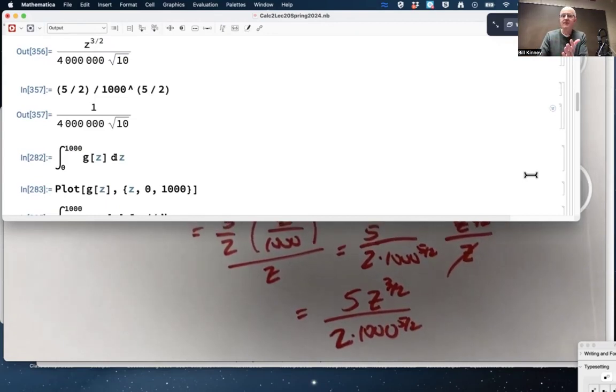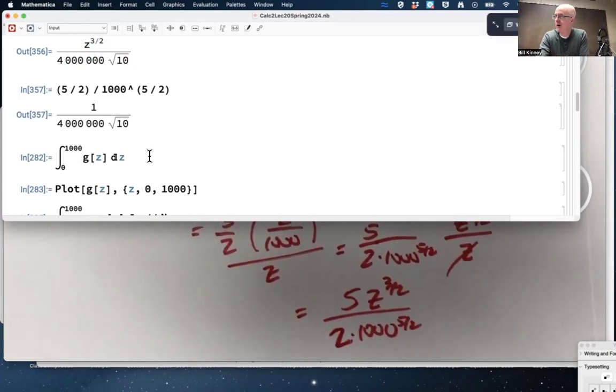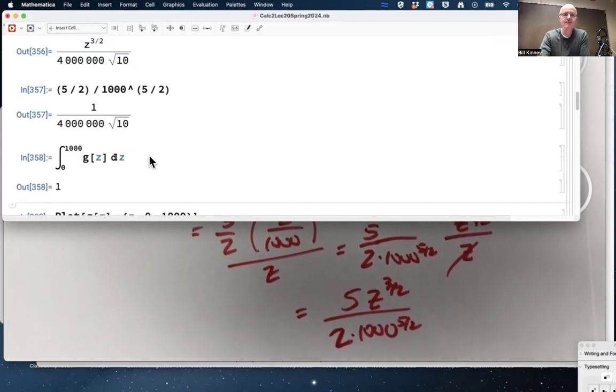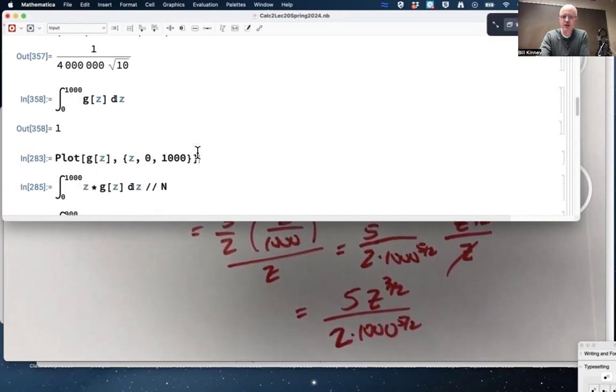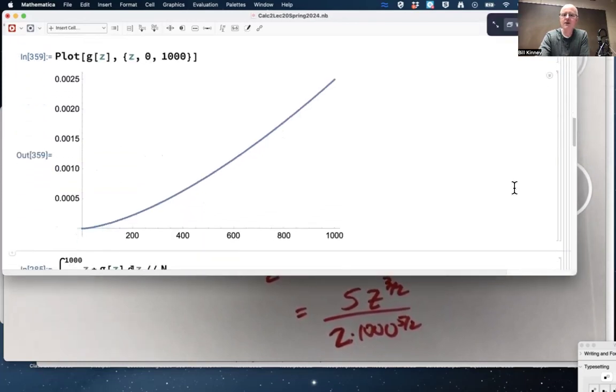Let's find things. Let's find the mean, median, maybe a probability. We probably should confirm that G integrates to 1. T can be arbitrarily large here. We need to do the integral from 0 to 1,000. It's 1. What's the graph of little g look like? Looks like this. This is a PDF. The area under it is 1.